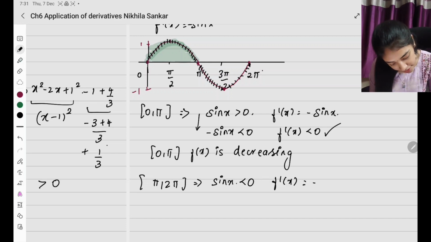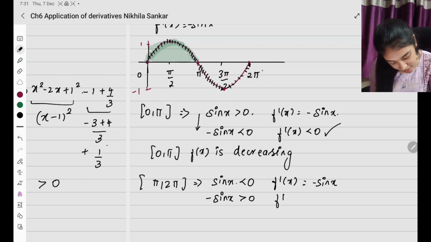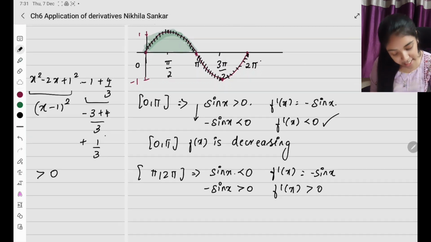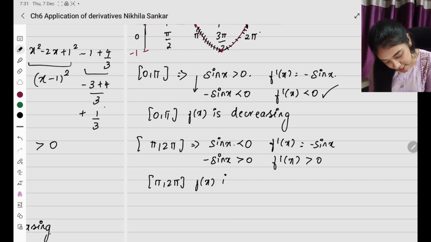So f dash of x equals minus sin x. When I multiply by minus on both sides, minus sin x less than 0 becomes greater than 0. So I have f dash of x is greater than 0. Okay. So from pi to 2 pi, f of x is increasing.